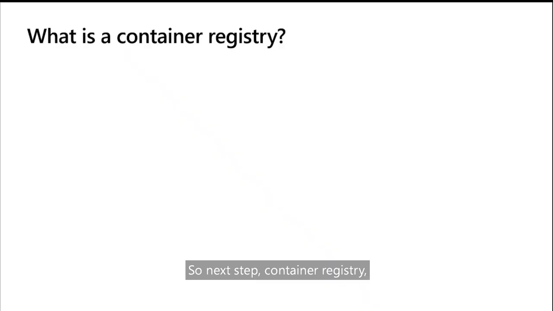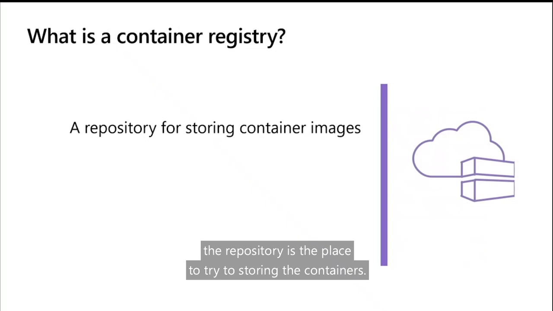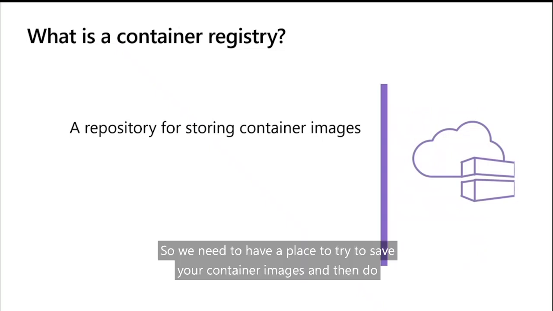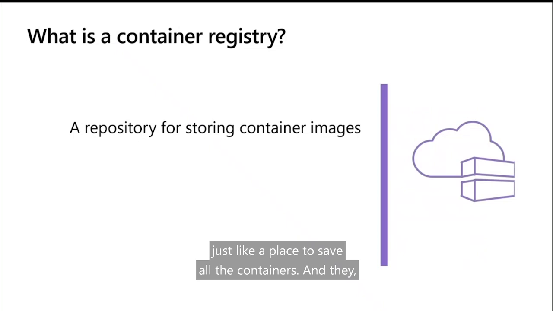So next up, Container Registry. Registry is very important, right? The registry is the place for storing the containers. Every single installation of the Docker engine on your machine is only able to serve your local purpose, right? So we need a place to save your container images and then do further deployment. That's why the registry comes into place, just like a place to save all the containers.